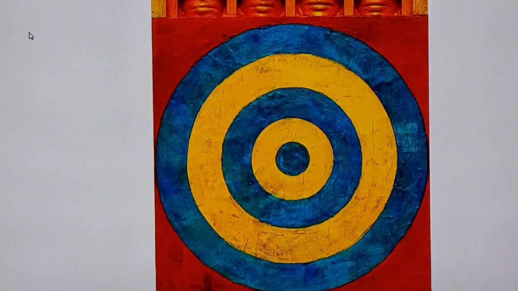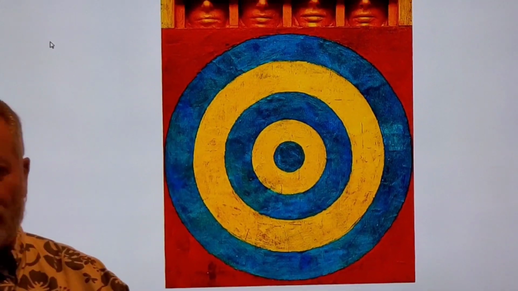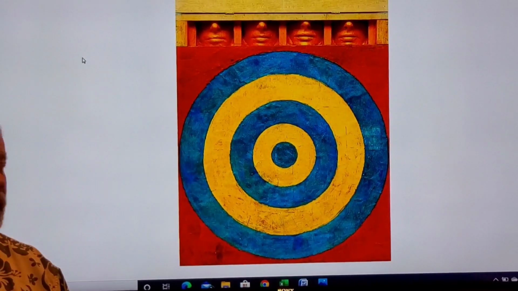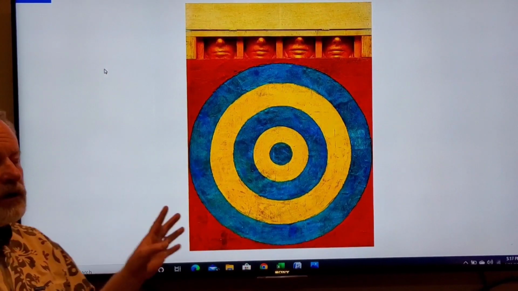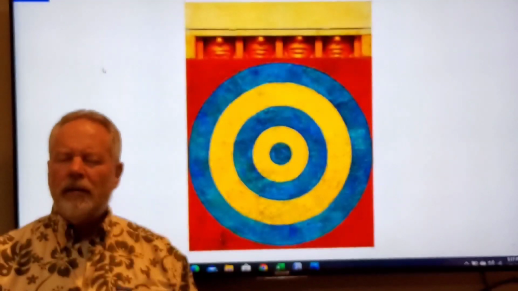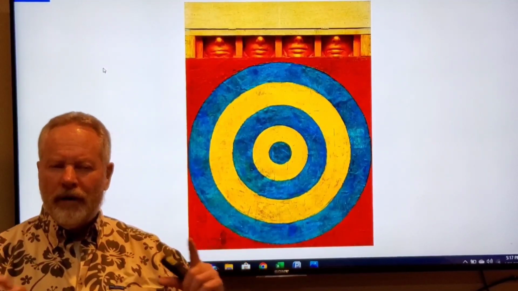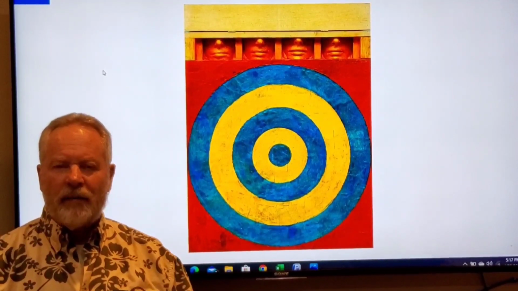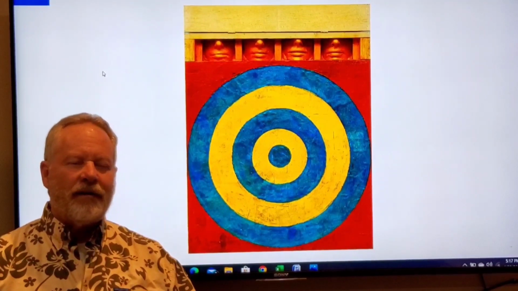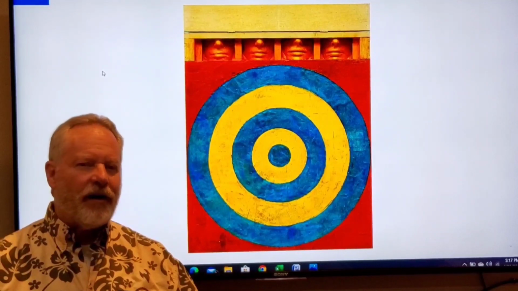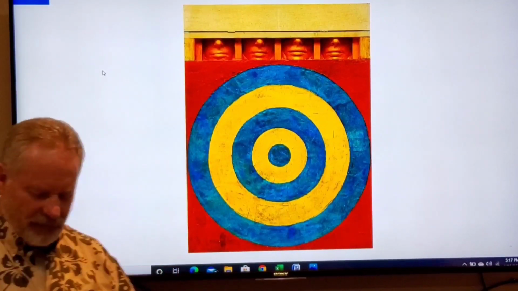Jasper Johns was part of the pop art movement. There's no question where the focal point on this is. It's a target. This works because it's very bold, but you need to be careful of putting things right dead smack in the middle of your composition, because the target idea there rarely works.